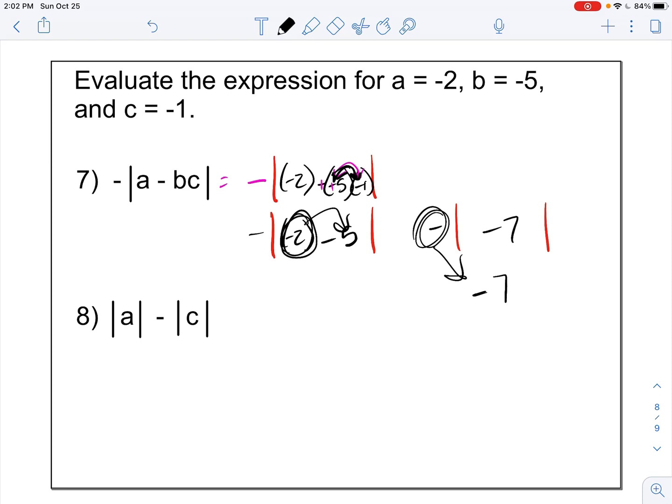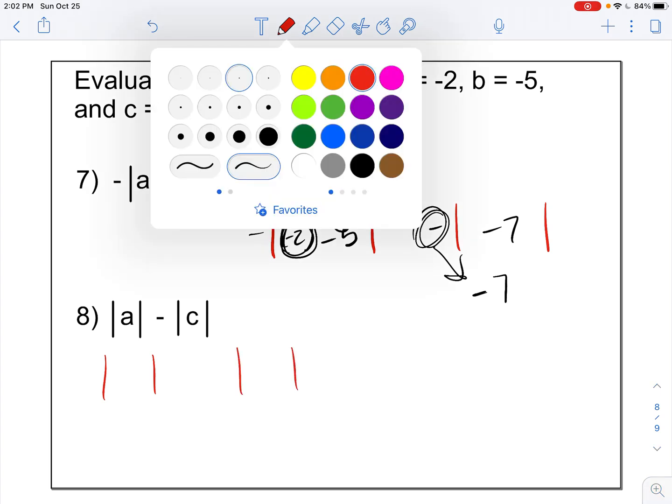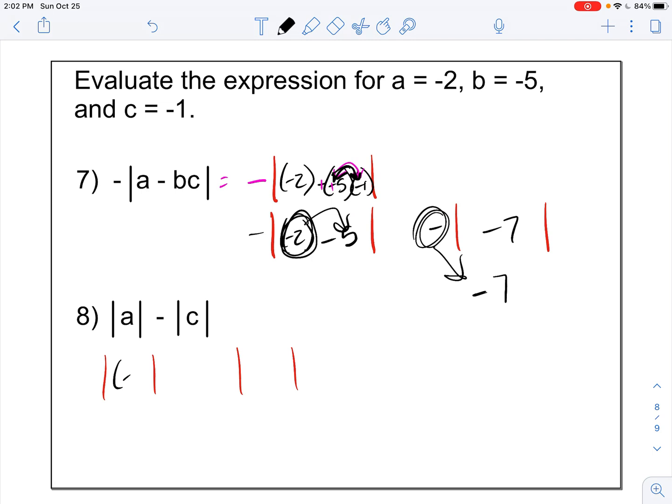So let's look at these absolute values. I'll do them in red. So we have the absolute value of A minus the absolute value of C. Well, A is -2, and C is -1. So what's the pure value of -2? The absolute value of -2 is how far away it is. So the absolute value of -2 is 2. There, bring my subtraction down. The absolute value of -1. So the pure value of -1 is 1, because it's 1 spot away. So I'm just 2 minus 1, and that is 1.